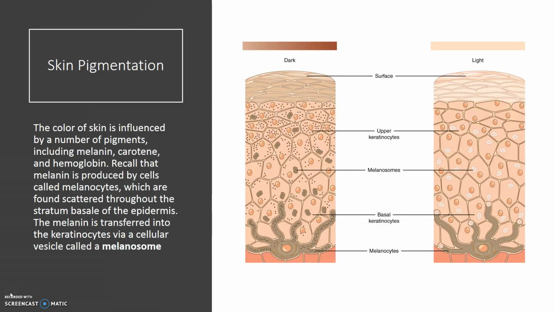The color of the skin is influenced by a number of pigments, including melanin, carotene, and hemoglobin. Recall that melanin is produced by the cells called melanocytes, which are found scattered throughout the stratum basale of the epidermis. The melanin is transferred into the keratinocytes via a cellular vesicle called a melanosome. Melanin occurs in two primary forms. Dark-skinned individuals produce more melanin than those with pale skin.